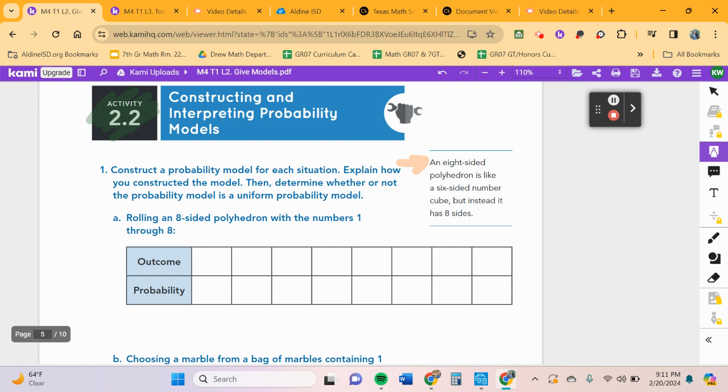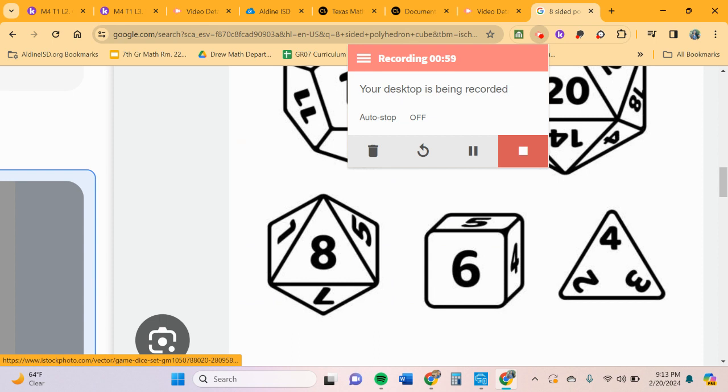It says an 8-sided polyhedron is like a 6-sided number cube, but instead it has 8 sides. And it looks like this cube right here in the middle. Unsure if we can really call it a cube, but it looks like this one with an 8 on it, where you've got 8 different triangles. I wish I had one in real life to show you so you could roll it, touch it, feel it, but this is going to have to do for now.